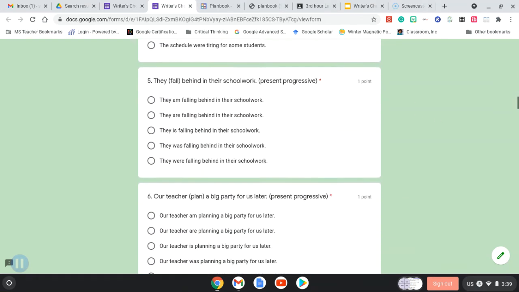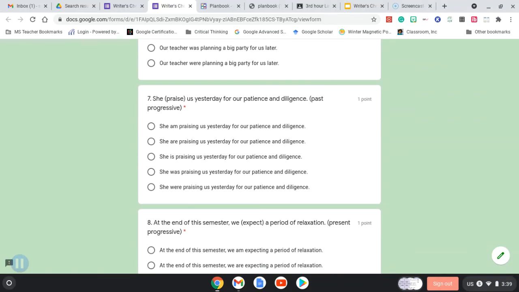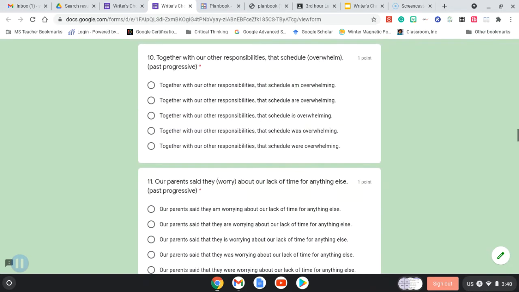Let's move on to number 7. She praised us yesterday for our patience and diligence. You're going to choose the past progressive form. So you're only going to look at the last two options. You're going to ignore the first three. She was praising us yesterday for our patience and diligence. She were praising us yesterday for our patience and diligence. You're going to choose she was praising. Again, you're ignoring the first three because those are present progressive. It's telling you to look for past progressive. That's how you do 1 through 20.